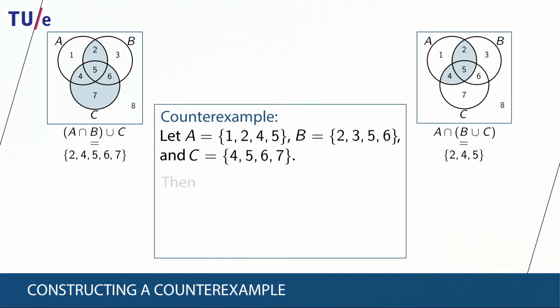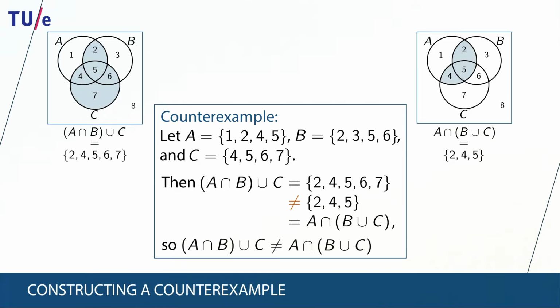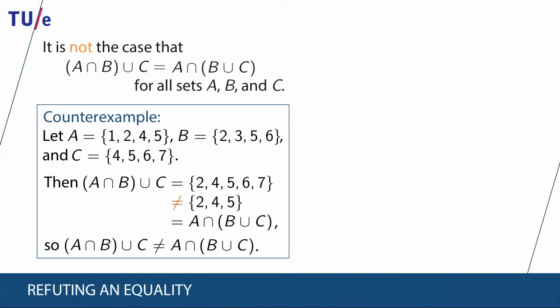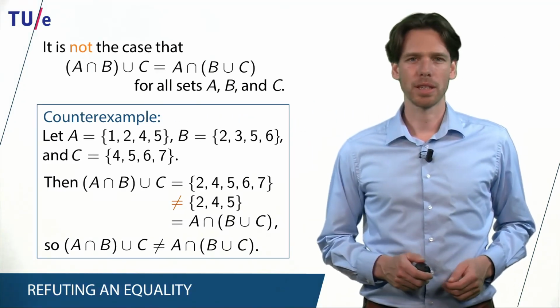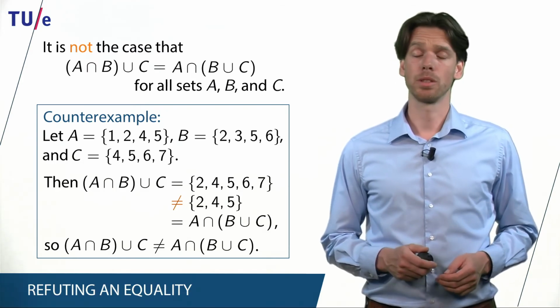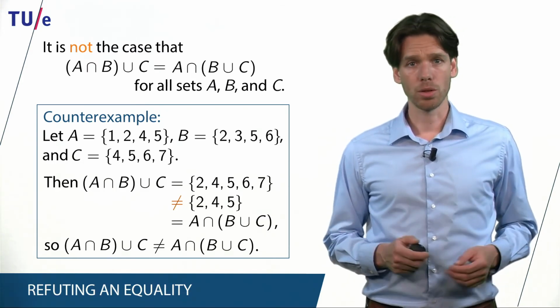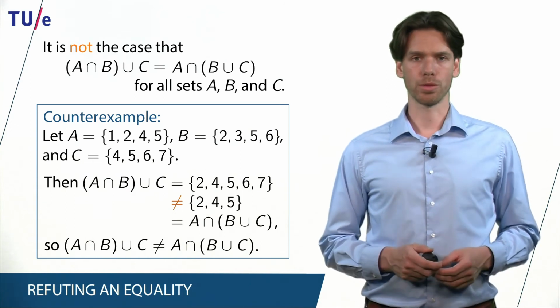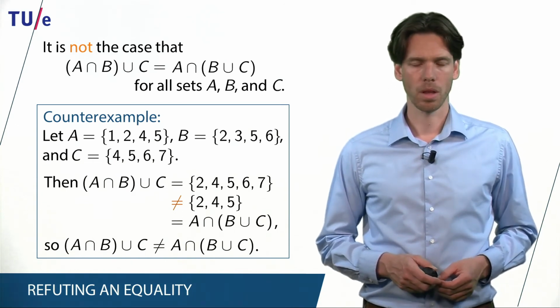We can now produce the actual counterexample. It starts with the assignment of concrete values for the sets A, B and C, and then gives an argument why under this assignment the union of the intersection of A and B with C is not equal to the intersection of A with the union of B and C. The counterexample serves as a refutation of the formula with which we started the lecture. It shows that it is not the case that the equality holds for all sets A, B and C.